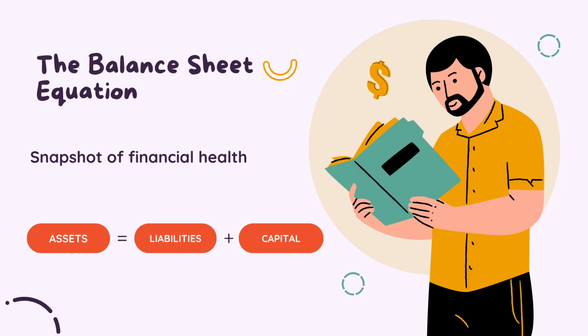The balance sheet has three main parts, and here's the magic equation that makes it work. Assets equals liabilities plus equity. Or in simple terms, what you own equals what you owe plus what's actually yours.